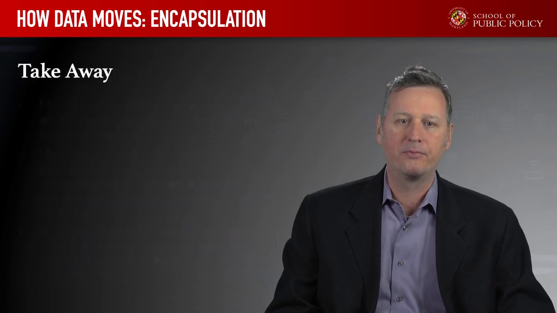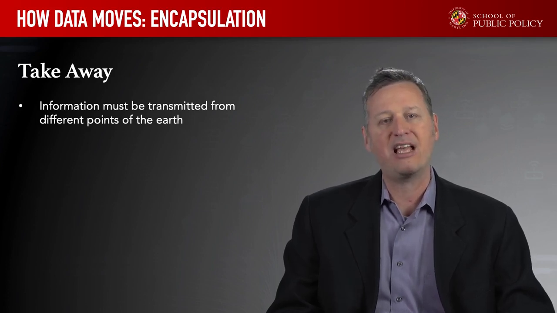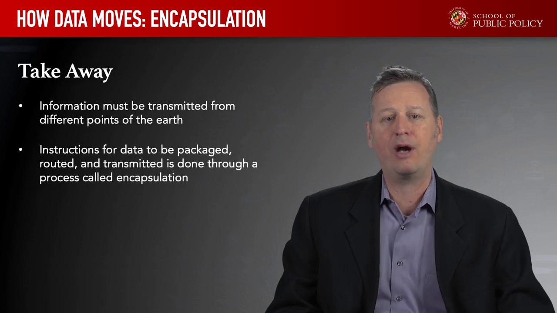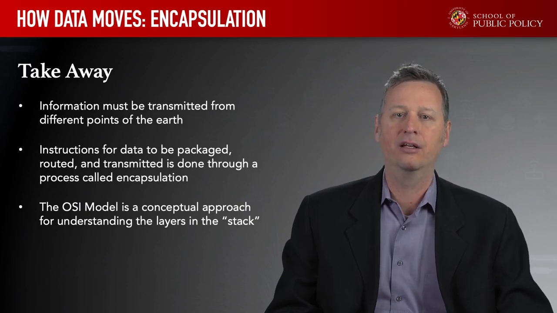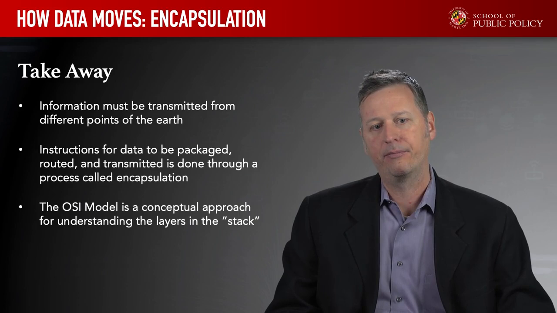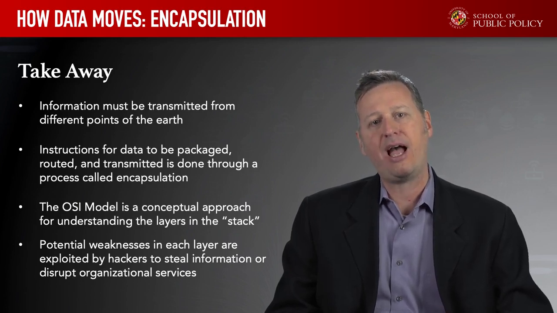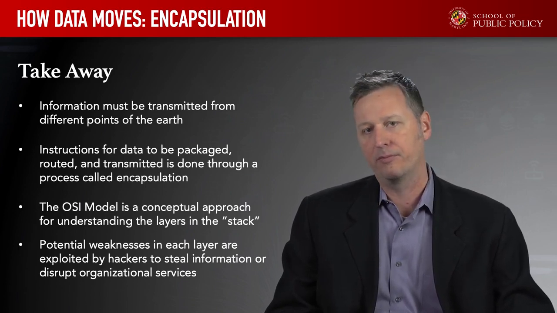So what are the takeaways? Information must be transmitted from one point of the earth to the next. That's how we communicate. The instructions for that data and how it's packaged, routed, and transmitted is done through a process called encapsulation. The OSI model is a conceptual approach for how we understand those layers in the stack. And the potential weaknesses at each and every one of those layers are at the heart of cybersecurity. That's what the hackers are exploiting when they want to steal your information or disrupt a critical service.